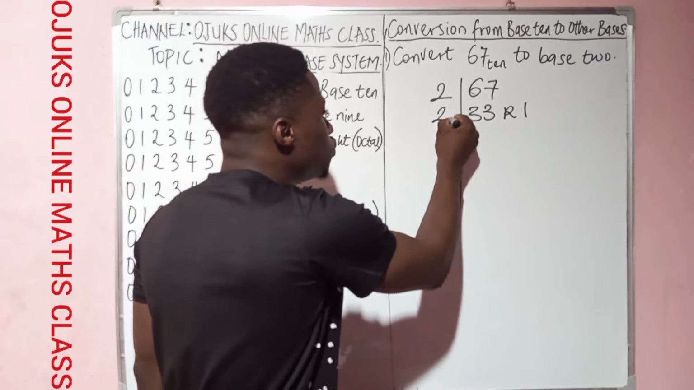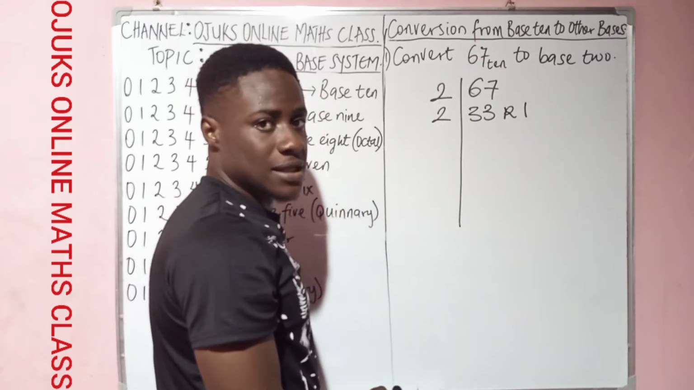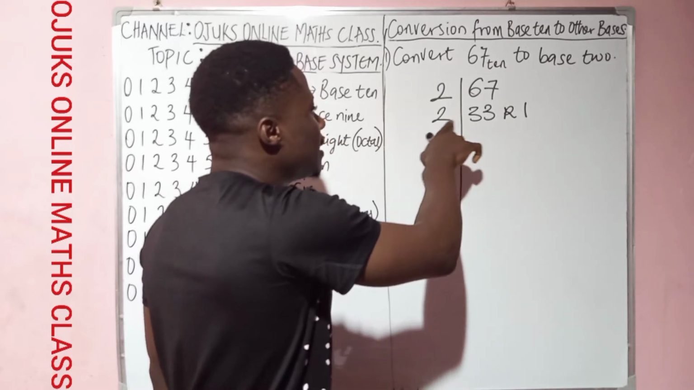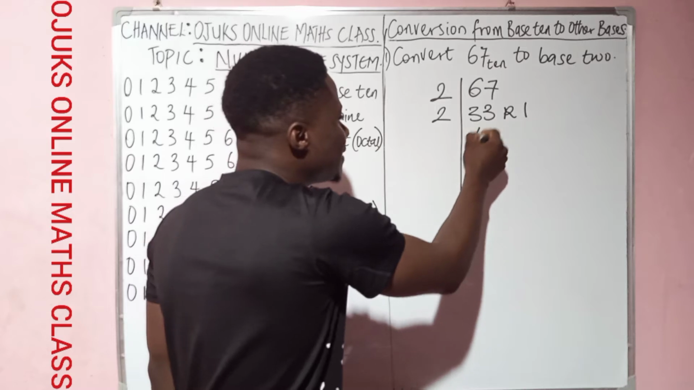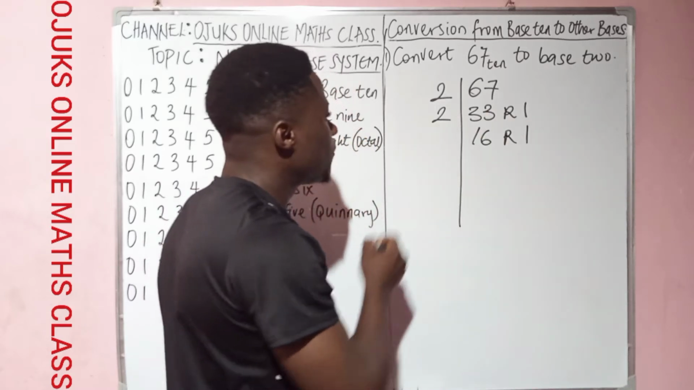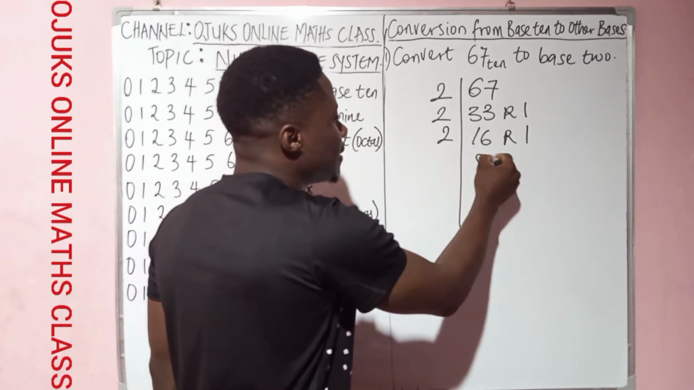Again, we are going to use 2 to successively divide this till we get to 0. So 33 divided by 2, we get 16, remainder 1. As you can see, 2 divides 16, we get 8.